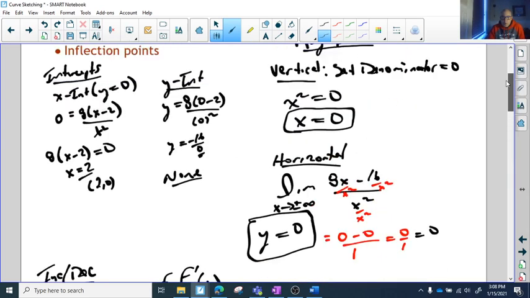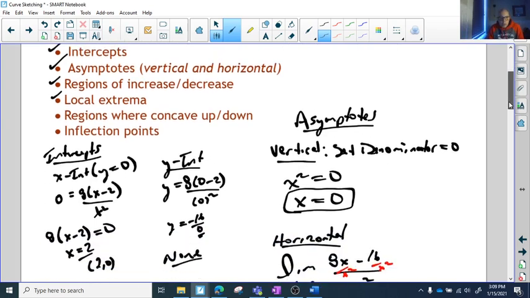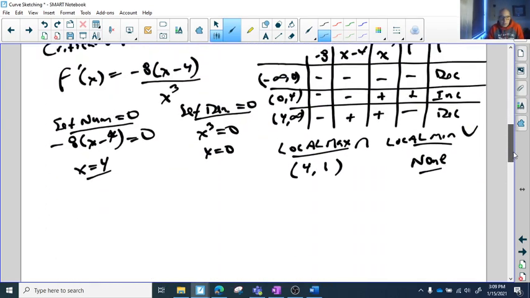So that's 2 more items. All my increase and decrease is now looked after. I figured out any local extrema. That takes me down to where the graph is concave up and down, and any inflection points that may exist. Alright, so that's all found. Essentially I'm doing the same thing I just did, except using the second derivative.